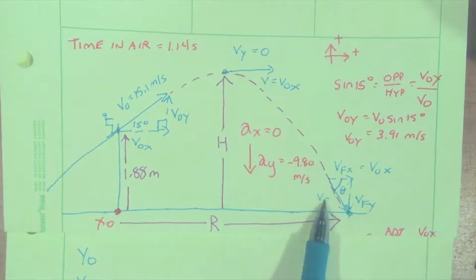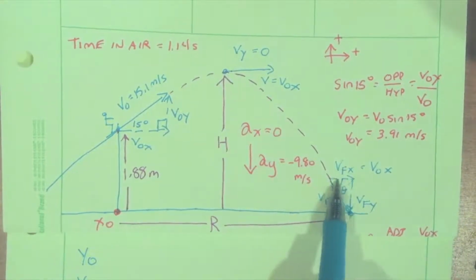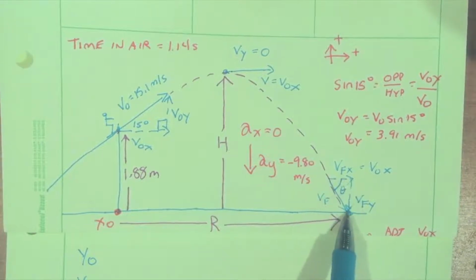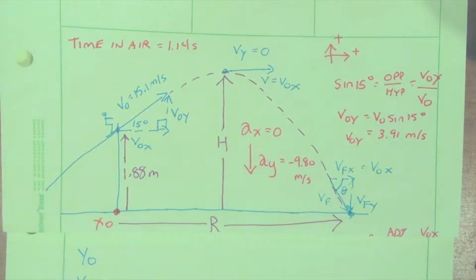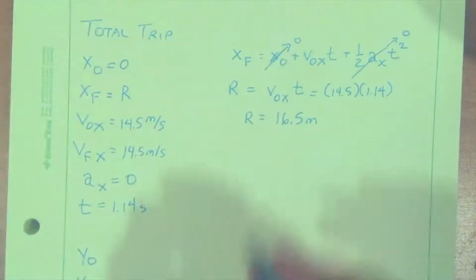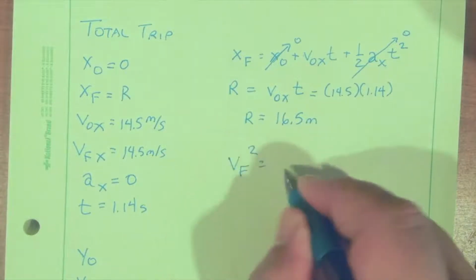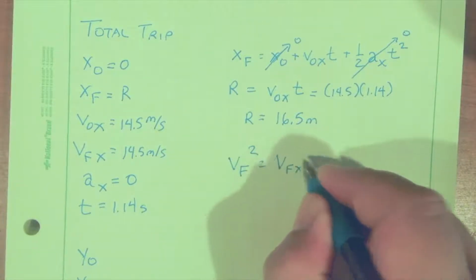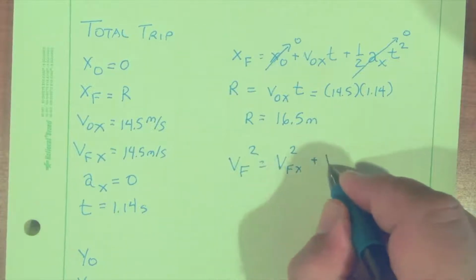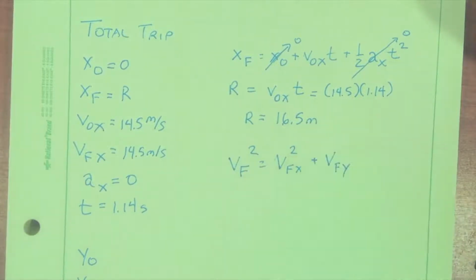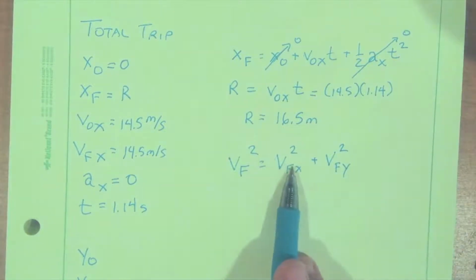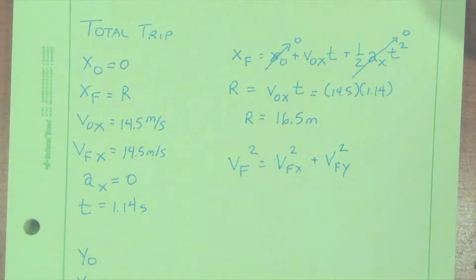And we realize then that this final velocity is going to have two components, an x component and a y component. If we can find those two components, we know that the final velocity squared is equal to the x component squared plus the y component squared, the Pythagorean theorem. So if we can find these two components of the final velocity, we can then find the final velocity.